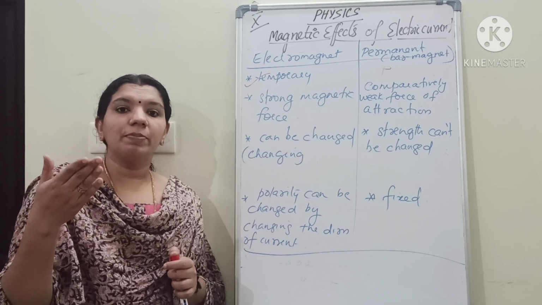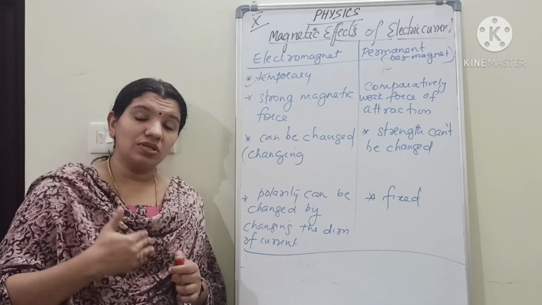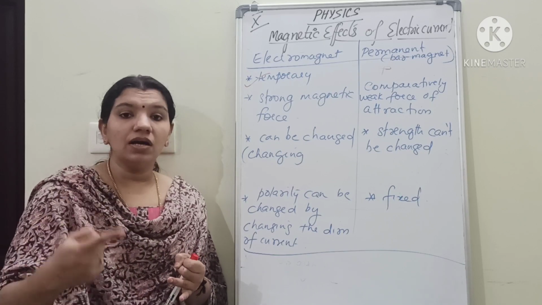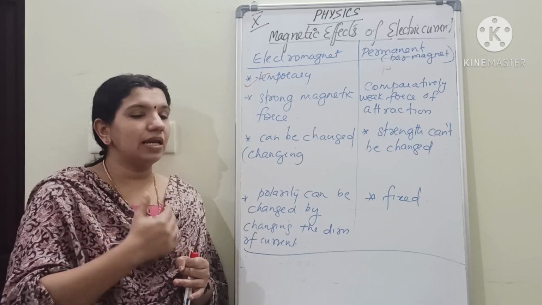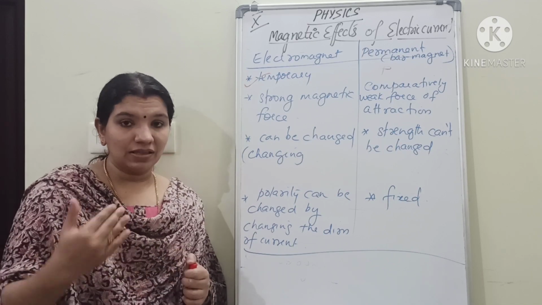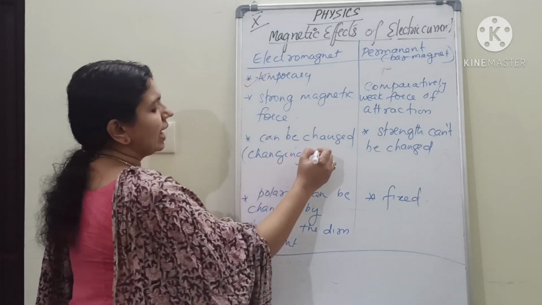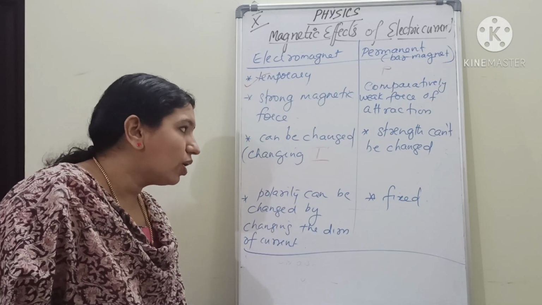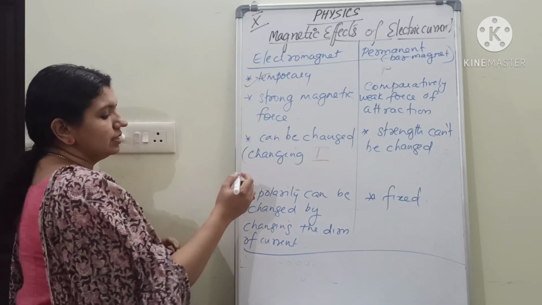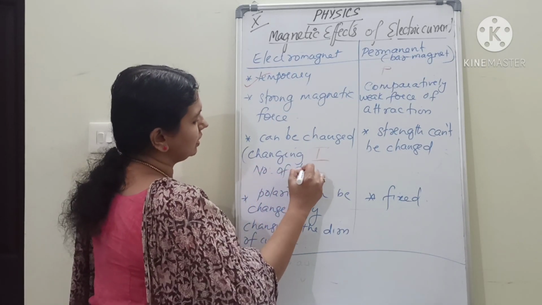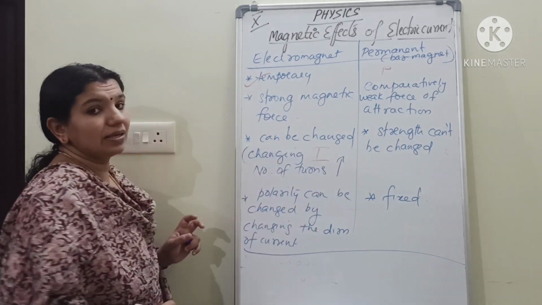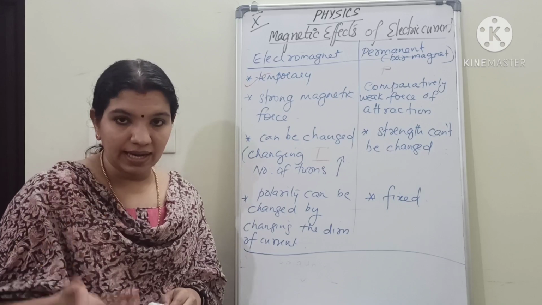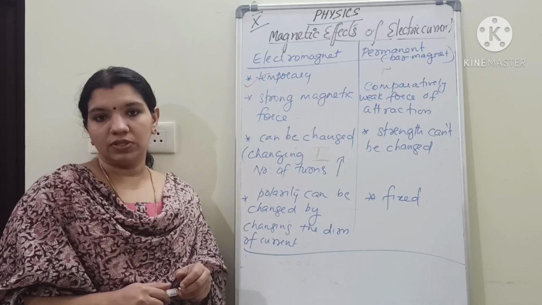The solenoid will behave like a magnet, you know. How can we increase the strength there? By increasing the amount of current or by increasing the number of turns. In a similar way, the strength of an electromagnet can be increased by changing the amount of current passing through it, or by increasing the number of turns. In the case of a solenoid also, we can increase the strength of the magnetic field by increasing the current or by increasing the number of turns.